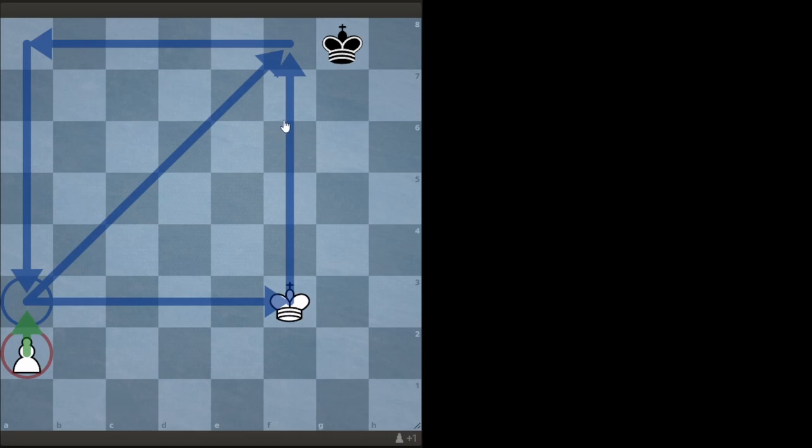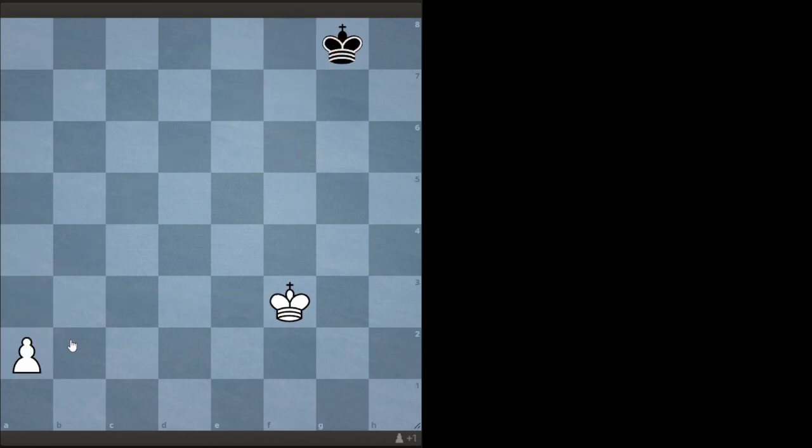And now, how should the black king react? If the black king wants to catch the pawn, the king needs to get into one of these 2 squares. No matter which square it chooses, if the pawn runs to the promotion by itself without any support, then the king catches the pawn. Let's check it out.